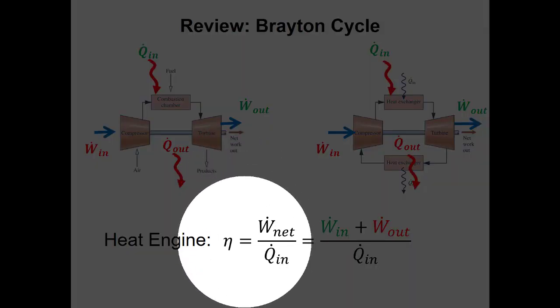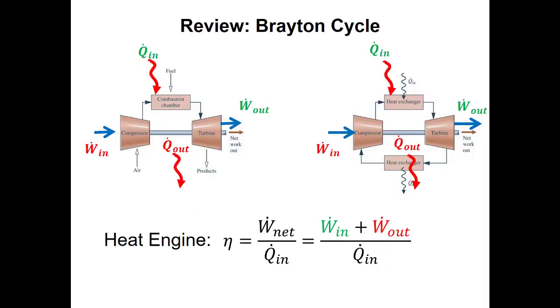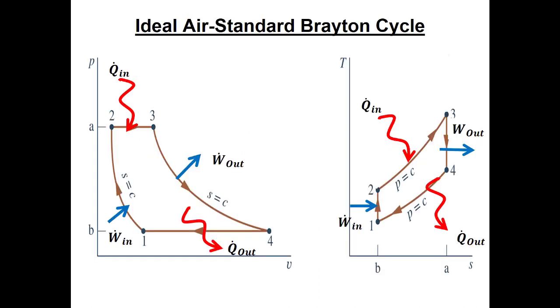So we're going to define the efficiency of these engines as the net power divided by the heat in. And the net power is the power that's developed by the turbine plus the power that's consumed by the compressor. We're going to add those things up here. If we're drawing PV or TS diagrams, they look like this.